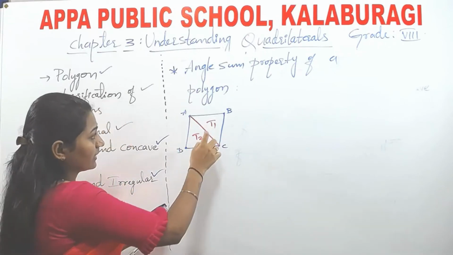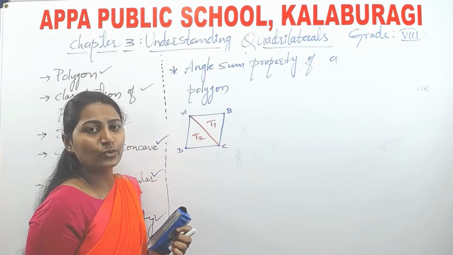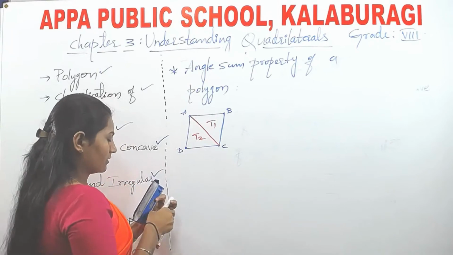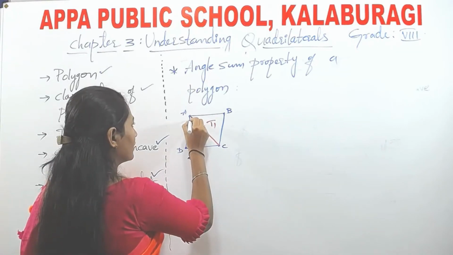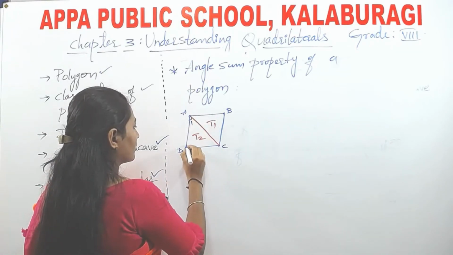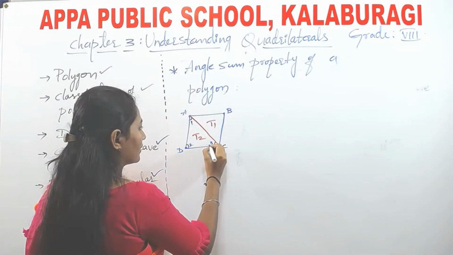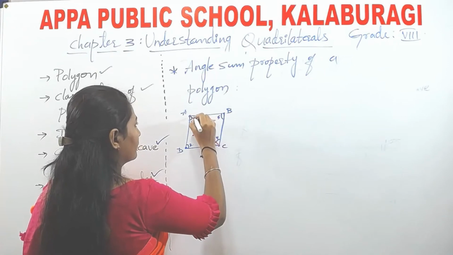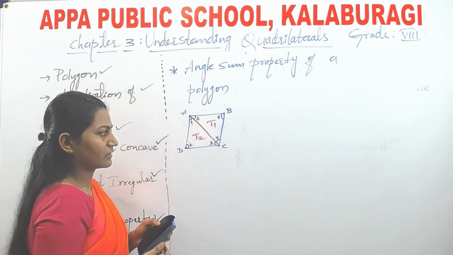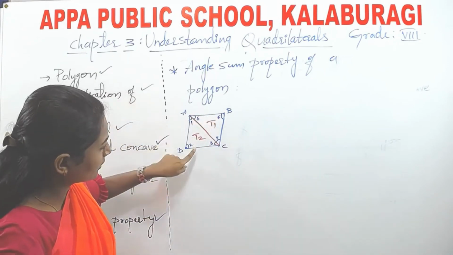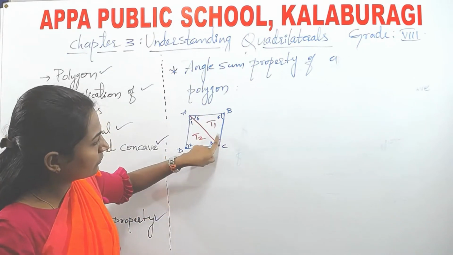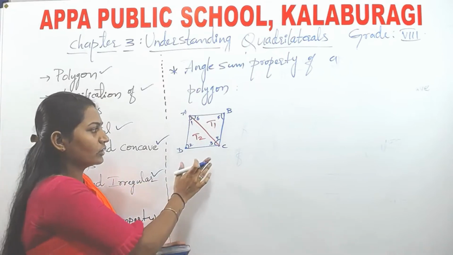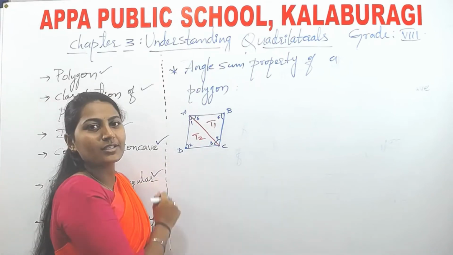Why I am connecting this with triangles is that you already know the angle sum of a triangle is 180 degrees. So let me name the angles here. This would be angle 1, angle 2, angle 3, angle 4, angle 5, and angle 6. I hope it is clear. Angle 1, 2, 3, 4, 5, and 6.